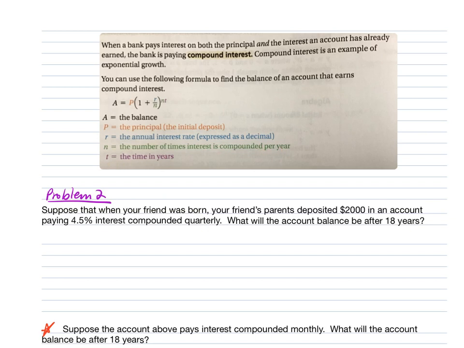So it's sort of what we just did, but we have this little n in here. That's because if it's compounded 2 times a year, then you'll divide your rate by 2, and then you'll double the number of times you get it. That's because this is an annual interest rate.